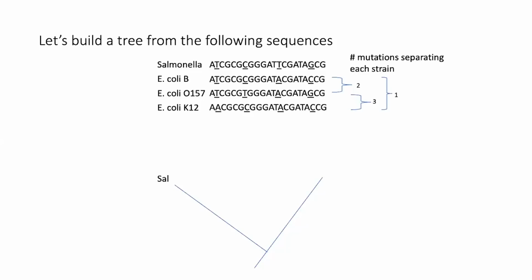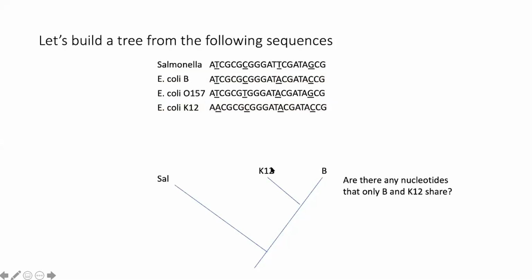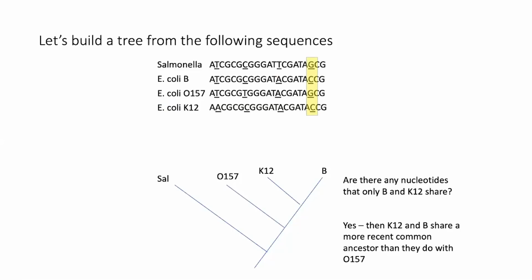It tells us which strains are most similar, and so it also gives us a hint for which strains are likely to group together on a phylogenetic tree. Our preliminary hypothesis is that B and K12 will group together in the phylogenetic tree, and that O157 is going to share a much older common ancestor with B and K12. B and K12 share a much more recent common ancestor.